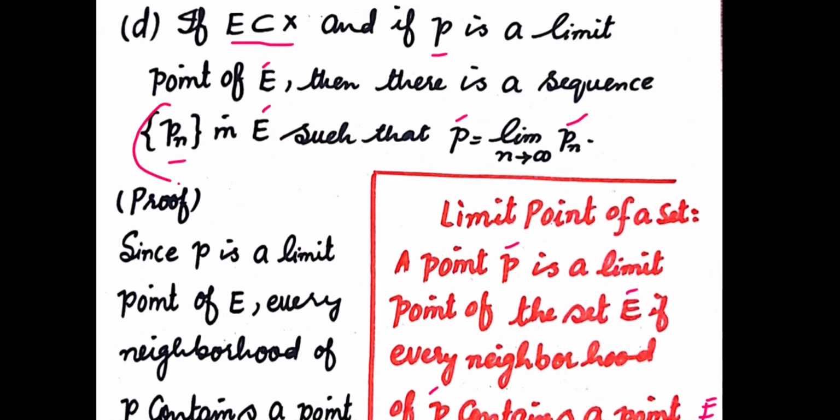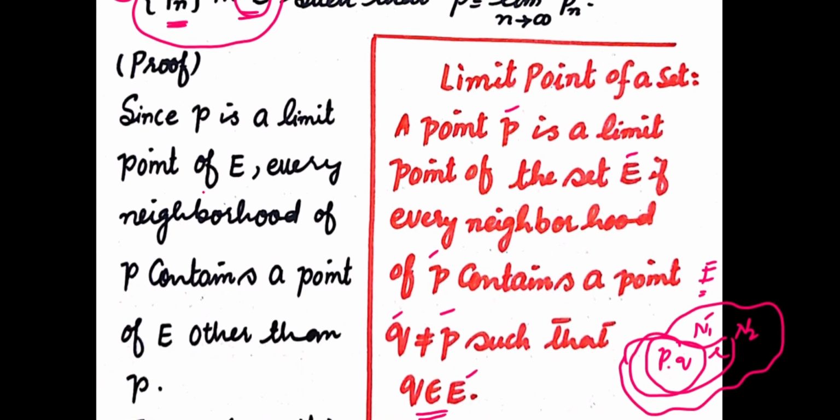To prove this result, firstly I will show that there exists a sequence Pn in E. This is our first target. Then secondly we will show that this sequence has the limit P. So I will show firstly that Pn is a sequence contained in E, and then I will show that P is the limit of this sequence. So let us start here.